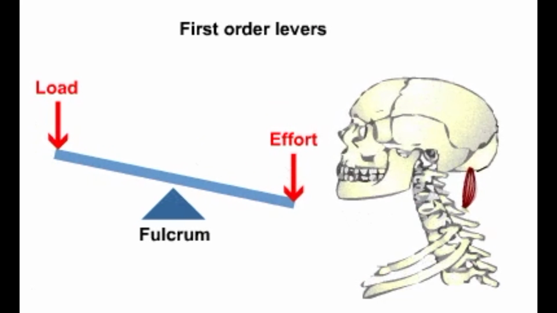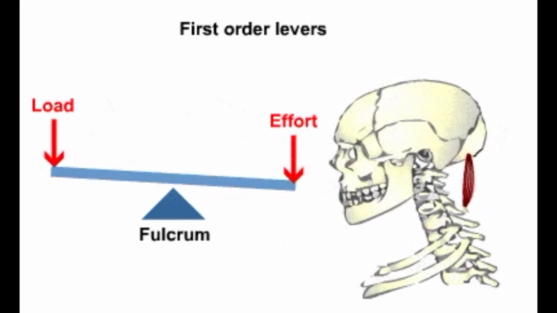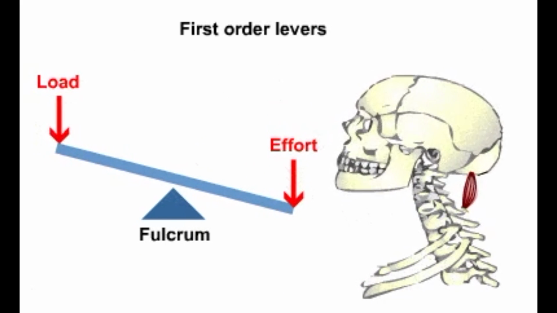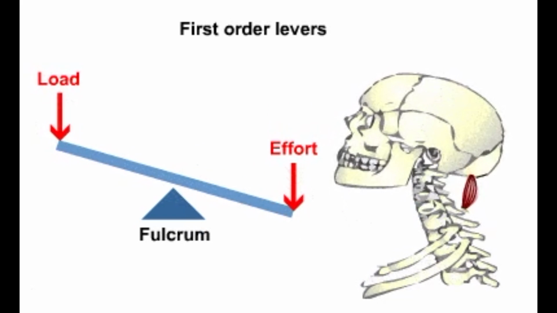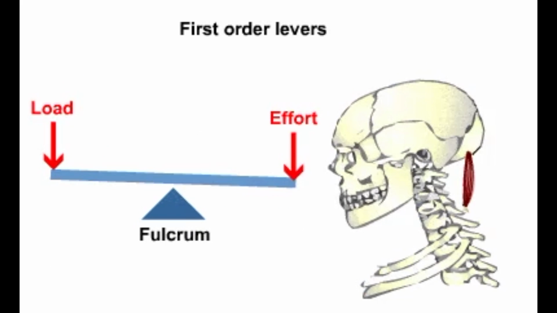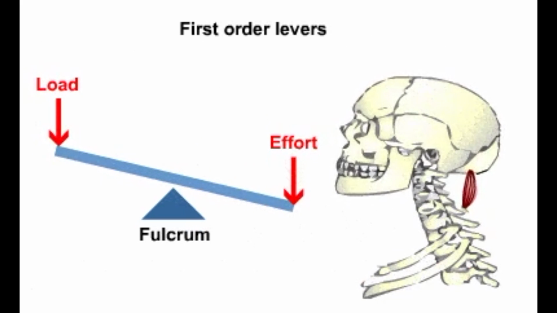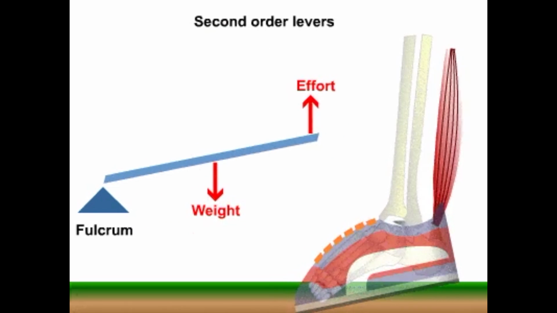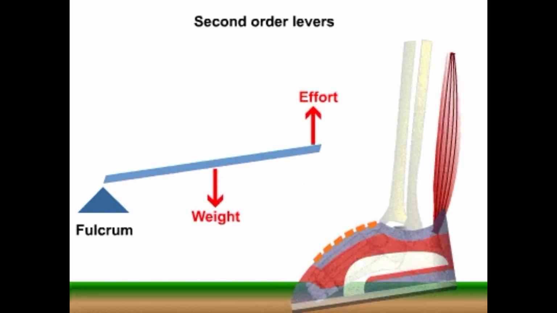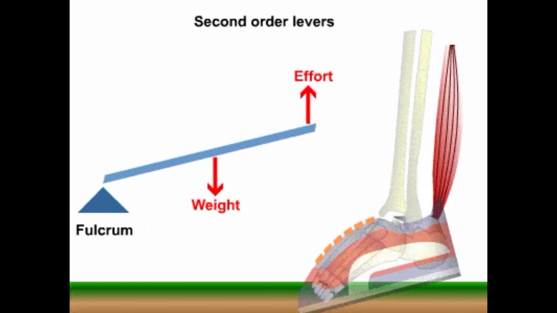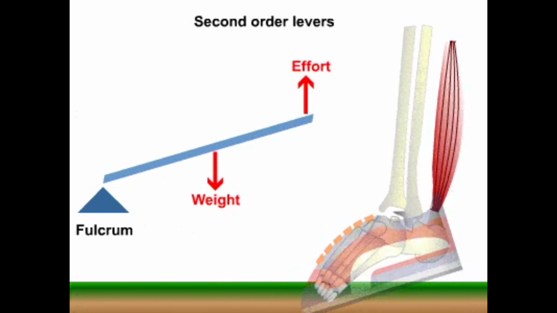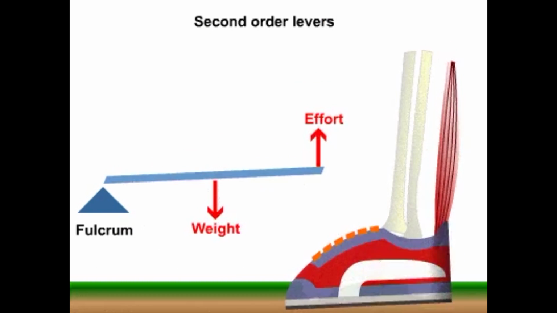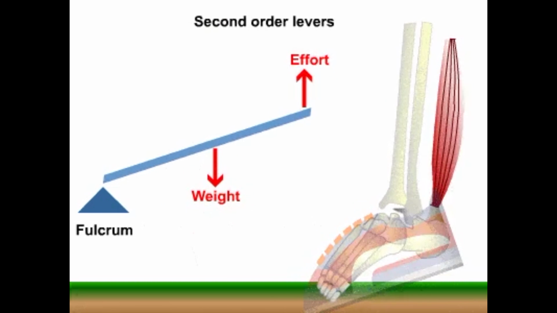First class levers are structures with the fulcrum between the load and the effort, like in a seesaw. These are rare in the body, but can be found at the neck. The fulcrum is the neck joint, the effort is the trapezius muscle, and the load would be the weight of the head. Second class levers have the load in between the effort and the fulcrum, like in a wheelbarrow. The example would be the gastrocnemius muscle working as the effort, the fulcrum at the toes, and the load being the weight of the entire body.